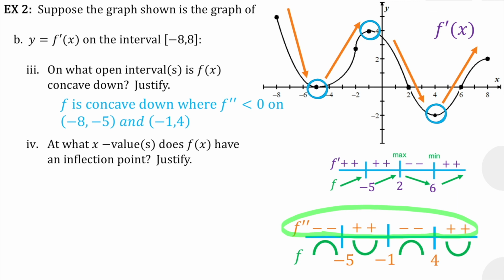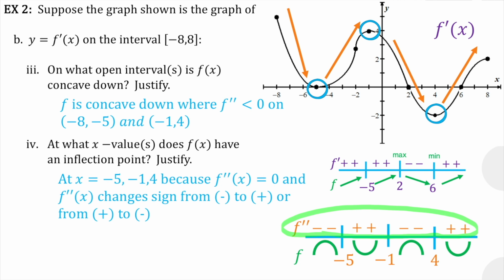At what x values does f of x have an inflection point? Inflection points are where we have a change in concavity. So at -5, at -1, and at 4, because f double prime of x equals 0 and f double prime changes sign either from negative to positive or from positive to negative.